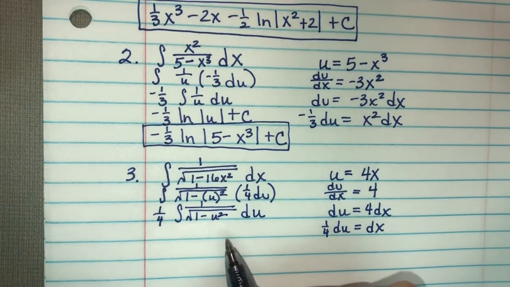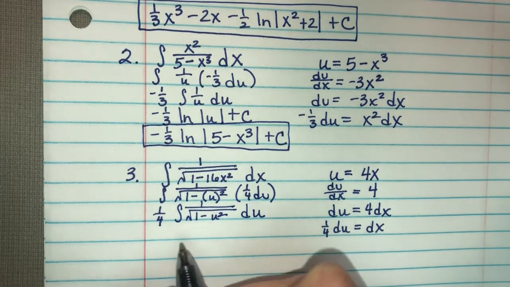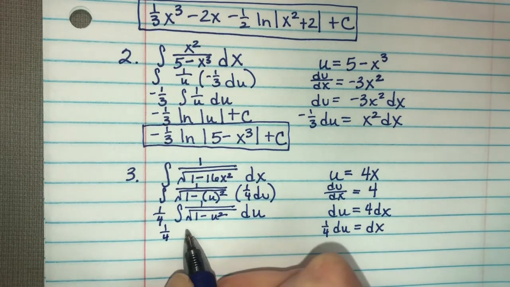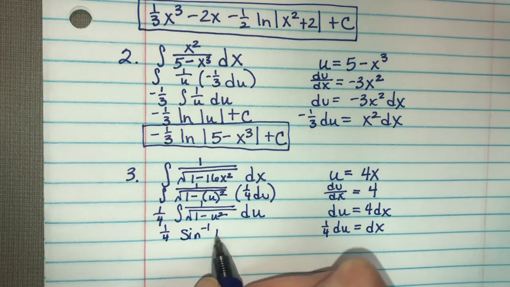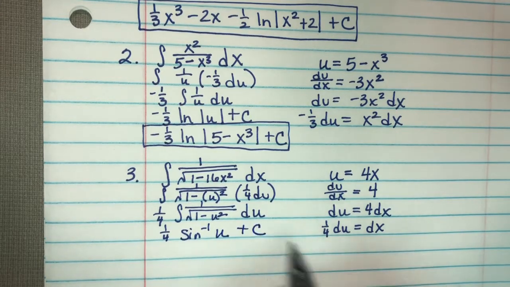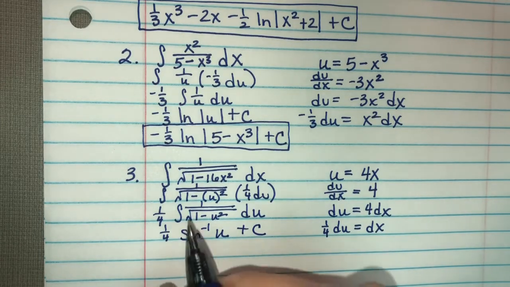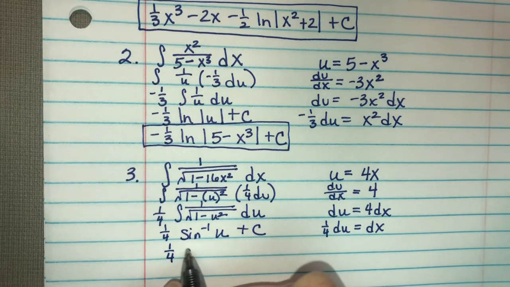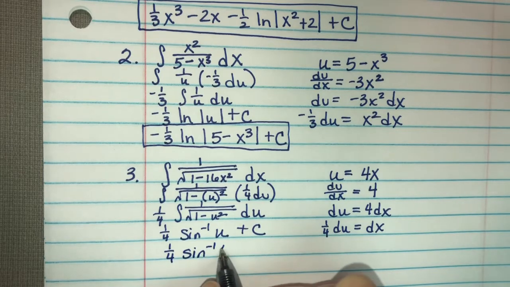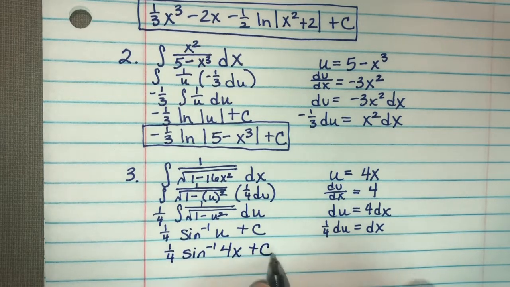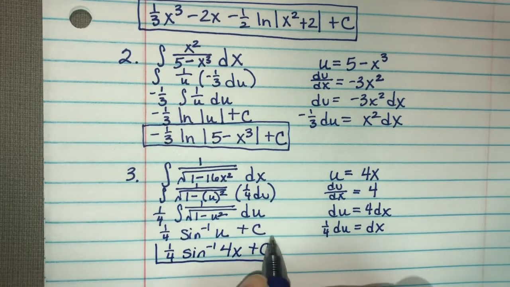The answer to the inverse sine derivative. So when we integrate it, we're going to have 1/4 inverse sine of u plus c. And now I'll put the 4x back in place where the u is. And this one is done. All right.